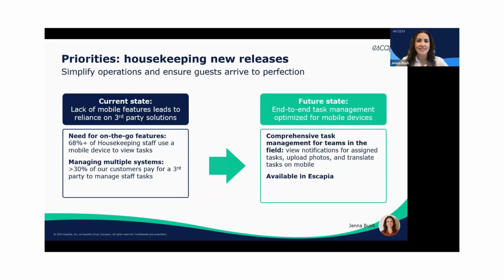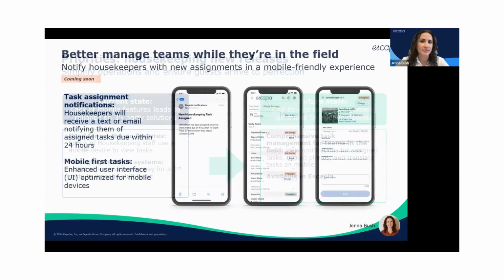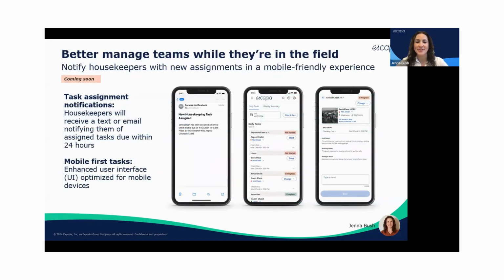Let's take a look at some of the work we currently have in progress for housekeeping. The first part of housekeeping we plan to deliver in the next few months, as Caitlin alluded to, is a notification for housekeepers. The first notification we'll start with is notifying a housekeeper via text or email, whatever you set up in your settings, when a task is due within the next 24 hours.